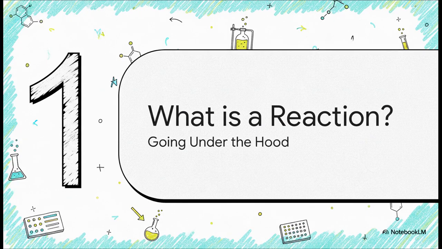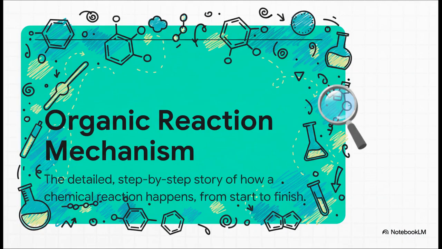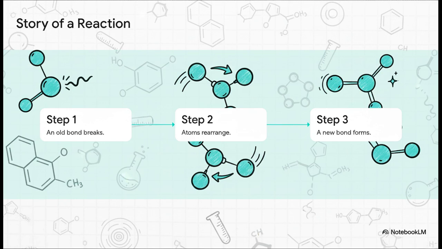Okay, section 1. What is a reaction? Let's go right under the hood and see what's really going on when things change at a molecular level. So the key concept here, the thing you really need to grasp, is something called an organic reaction mechanism. And the best way to think about it is like a sports replay, you know? It's not enough to just see the final score. That's our new molecule. The mechanism is the detailed, step-by-step, play-by-play that shows you exactly how the magic happened, from start to finish.